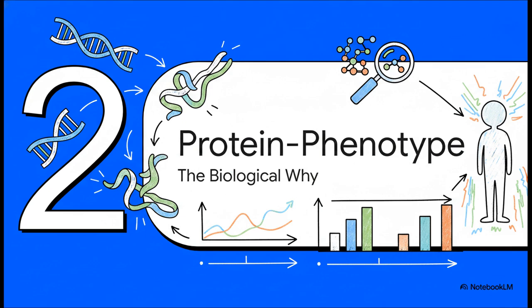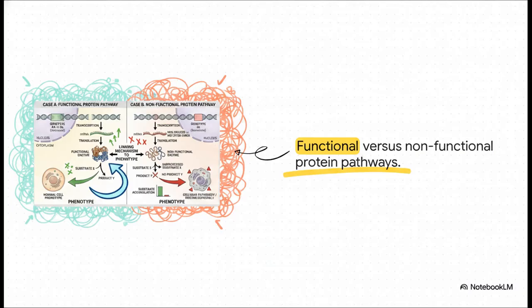Section 2. The protein-phenotype connection. We can't just stop at the math, right? We have to understand the biological why behind these numbers. The molecular foundation of everything we're discussing is mapped out right here. You see, dominant and recessive alleles aren't just abstract letters on a page. They represent actual physical proteins.